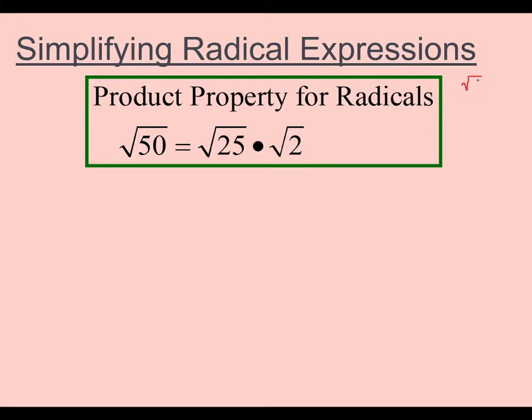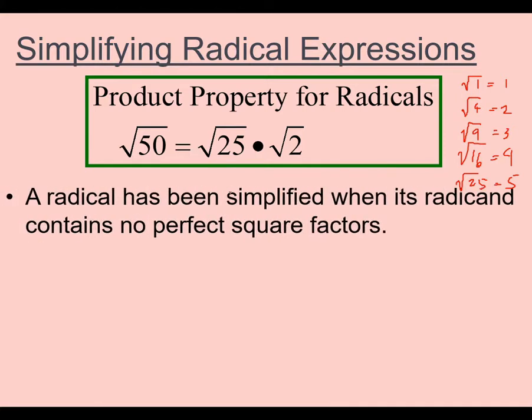Pwede naman natin isulat or meron kayong hawak. Ano? Square root of 4, square root of 9, square root of 16, square root of 25. So, obviously, since 50 yan, dito tayo sa 25, kasi 25 times 2 is 50. So, a radical has been simplified when its radical contains no perfect square factor. Yan yung sinabi ko kanina. So, this becomes square root of 25, 5, square root of 2.